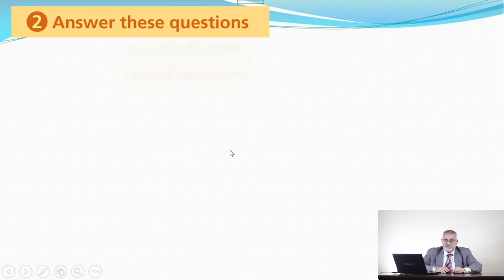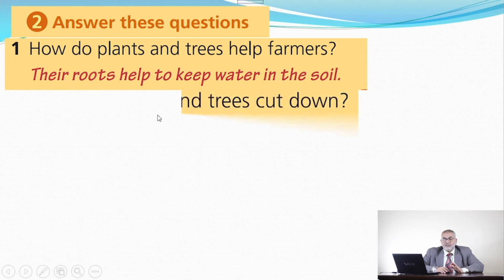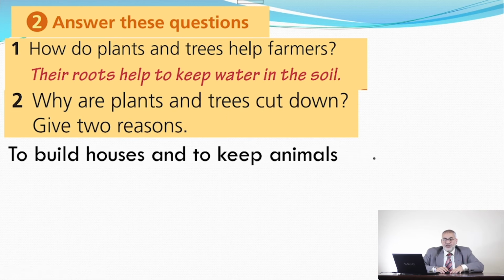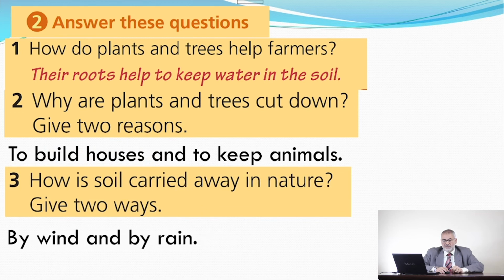Answer these questions. Question number 1: how do plants and trees help farmers? Their roots help to keep water in the soil. Number 2: why are plants and trees cut down? Give 2 reasons. To build houses and to keep animals. Number 3: how is soil carried away in nature? Two ways, by wind and by rain.